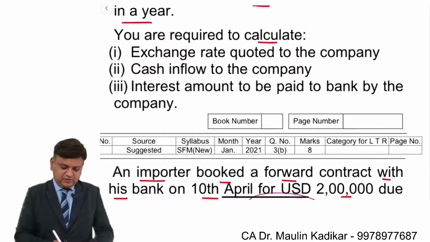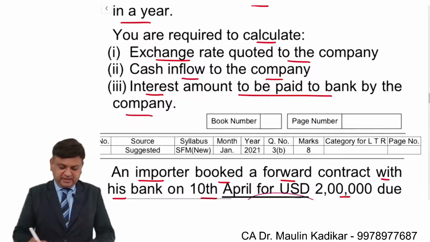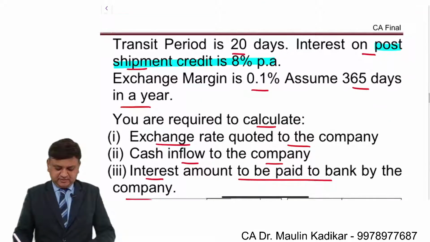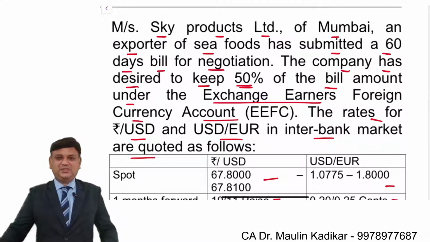Calculate first the exchange rate quoted to the company, cash inflow to the company, interest amount to be paid by the bank, and to be paid to the bank by the company. That is the question. Please go through the question.